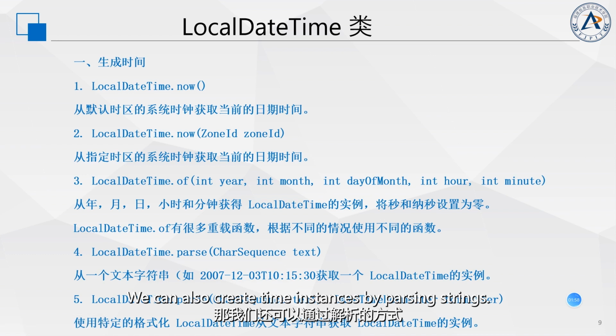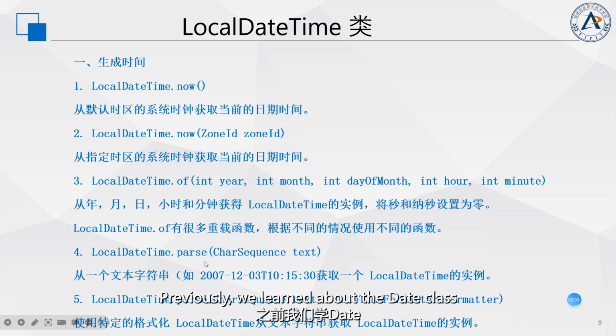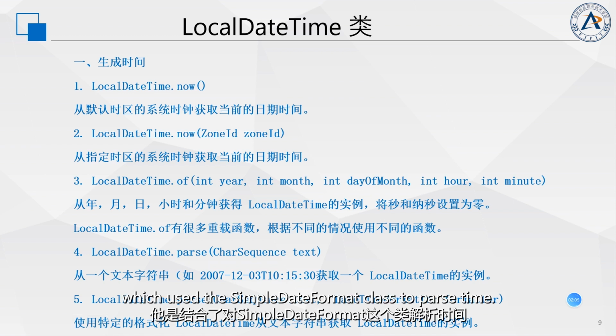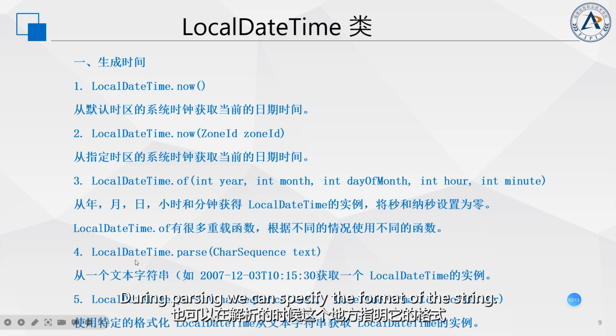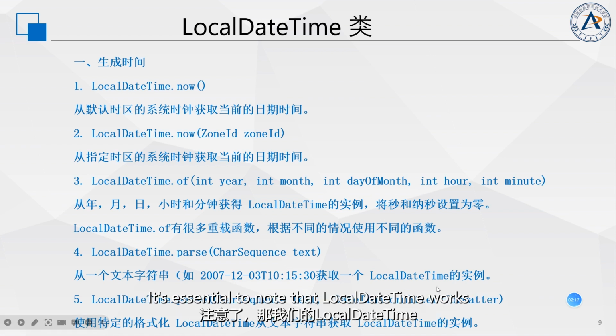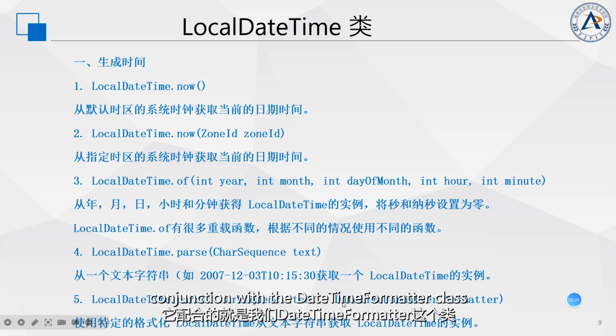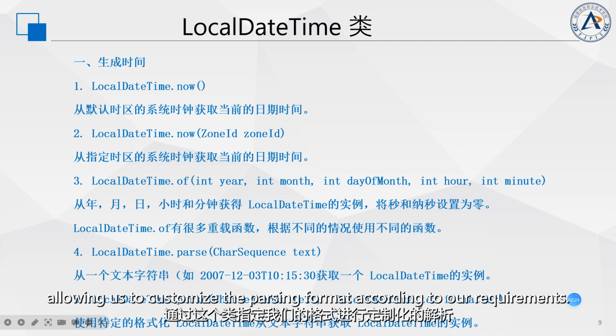We can also create time instances by parsing strings. Previously, we learned about the date class, which used the SimpleDateFormat class to parse time. With local date time, we can directly parse a string to generate a time instance. During parsing, we can specify the format of the string. It's essential to note that local date time works in conjunction with the DateTimeFormatter class, allowing us to customize the parsing format according to our requirements.